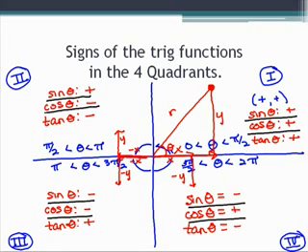So when we have opposite signs, then we're going to have a negative tangent. And when we have the same sign, like the sine and cosine are both positive, or the sine and cosine are both negative, then the tangent will be positive. So tangent is positive in the first and third, negative in the second and the fourth.